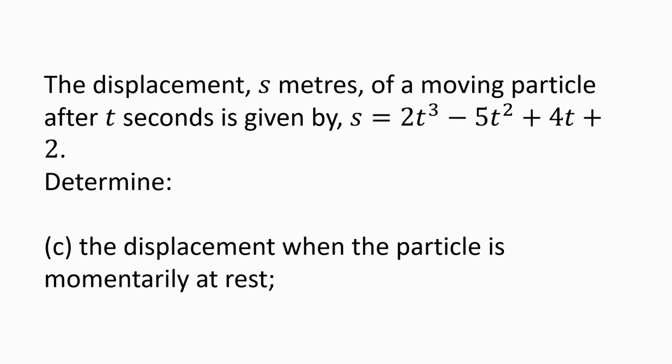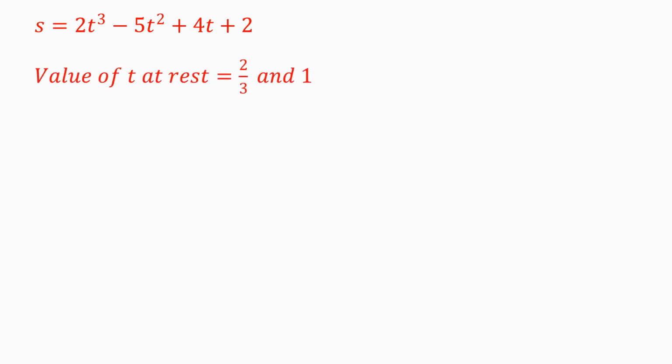Part C. Determine the displacement when the particle is momentarily at rest. So we need to find the displacement at rest, and the displacement equation is S equals 2t cubed minus 5t squared plus 4t plus 2. From part B we obtained that the particle was at rest at time t equals 2 over 3 seconds and time t equals 1. Therefore, the displacement will be the subtraction of the displacement at time t equals 1 and the displacement at time t equals 2 over 3.